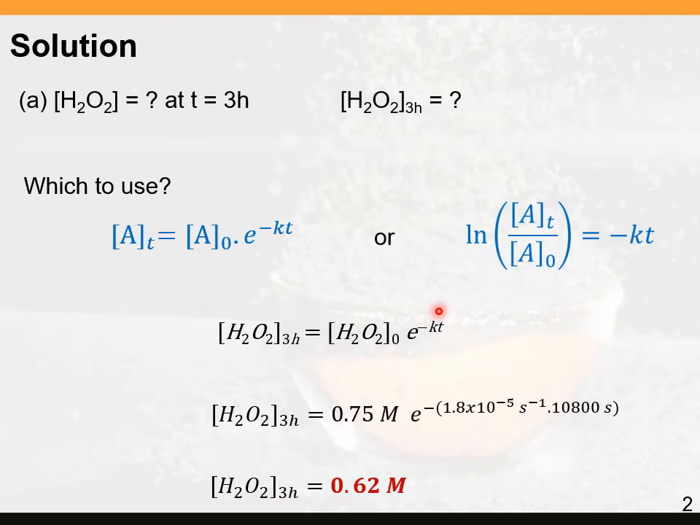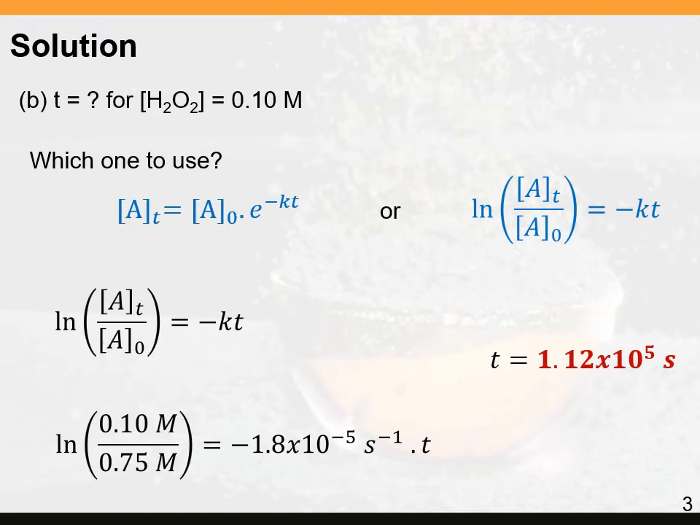Substituting the given values, concentration is 0.75 in the beginning of the reaction. Rate constant is 1.8 times 10 to negative 5 per second, and time is equal to 10,800 seconds. We did a time conversion here from hours to seconds because the time unit that you use must match the units of time in the rate constant. We converted 3 hours to seconds. Calculating gives the peroxide concentration as 0.62 moles per liter 3 hours into the reaction.